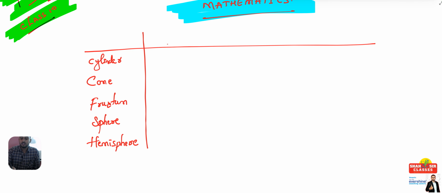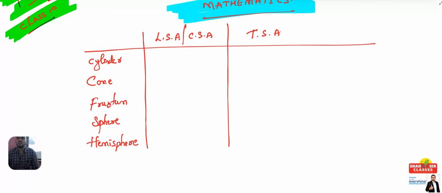Now we are studying only 3 formulas. How many? Only 3 formulas. That is LSA, lateral surface area, which is also called curved surface area. Don't get confused. Next we are going to study TSA, total surface area. Any doubts? And the third is the volume. Is this clear?